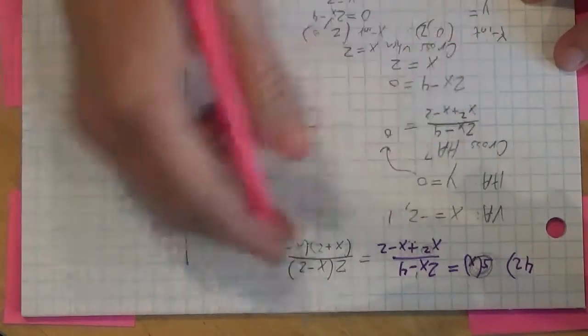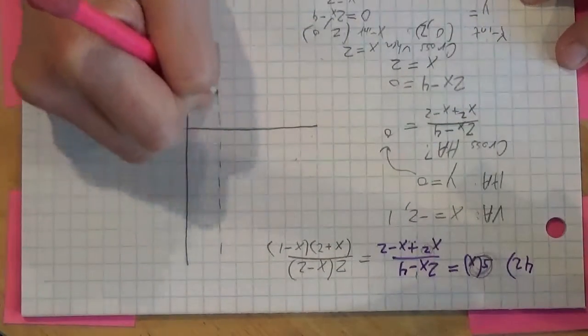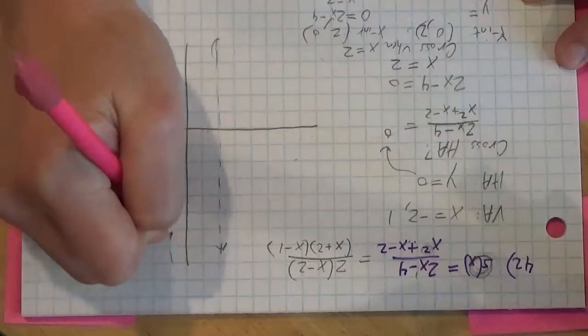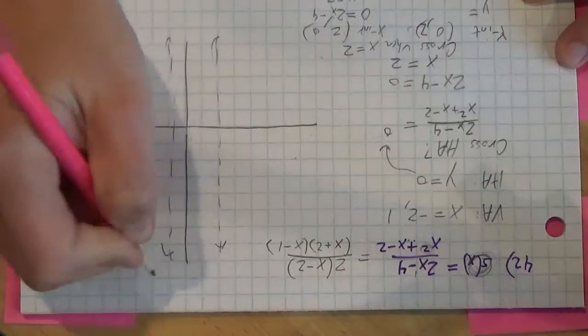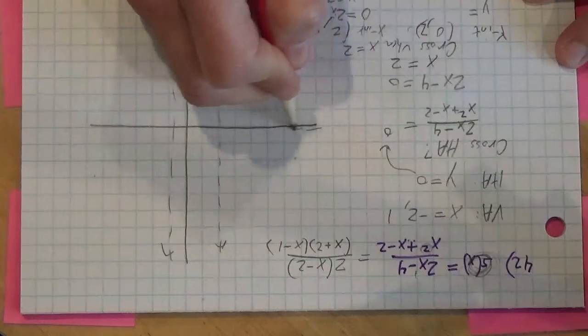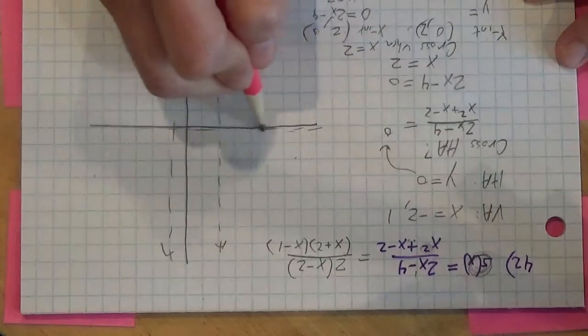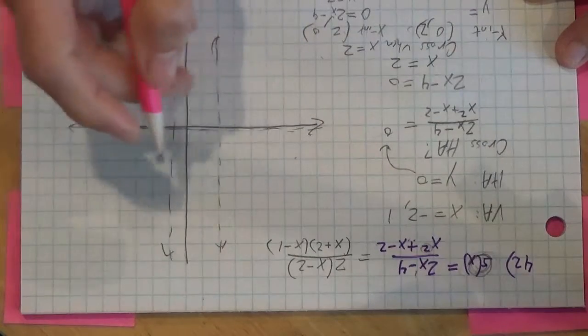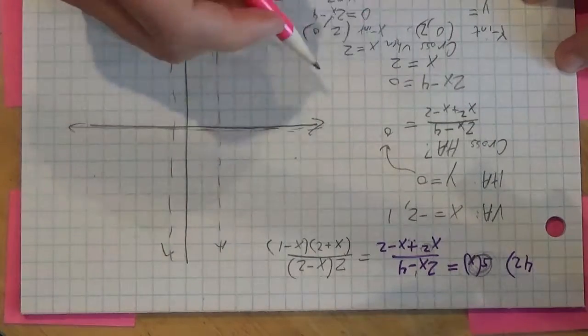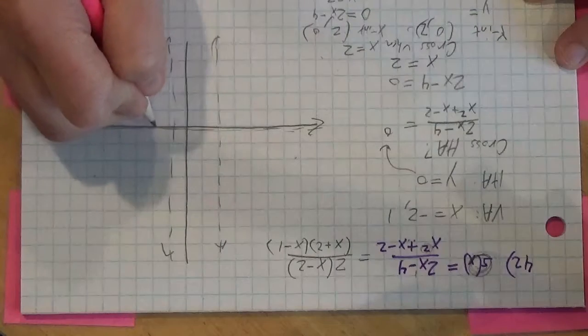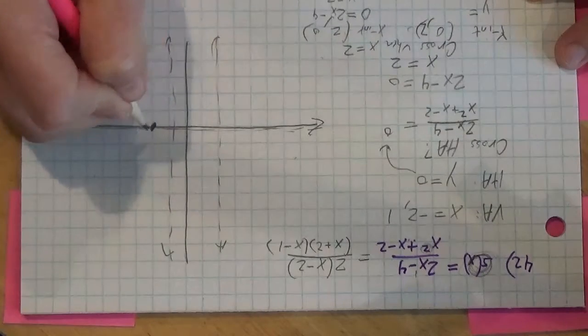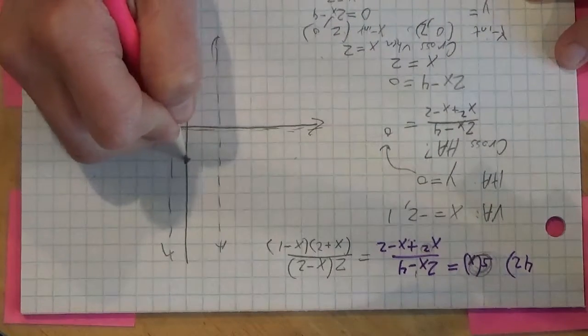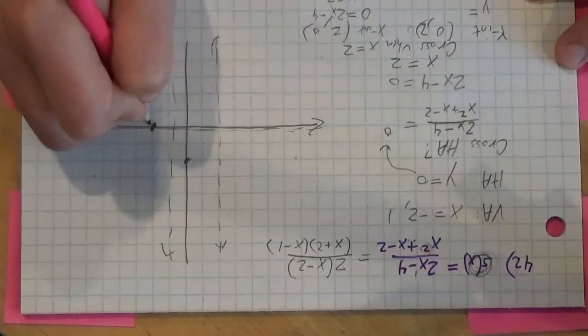So your vertical asymptotes are at -2 and at 1. Your horizontal is y equals 0. You cross the horizontal when x is 2, and you have a y-intercept of (0, 2) and an x-intercept of (2, 0).